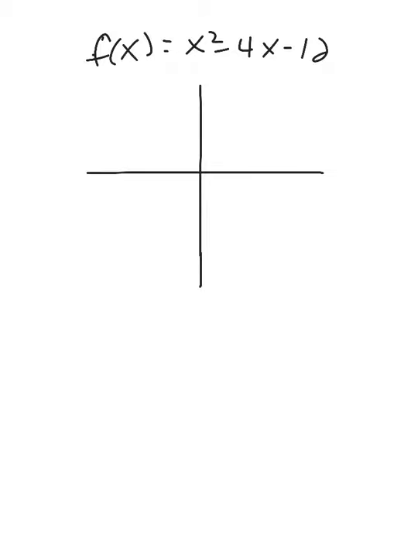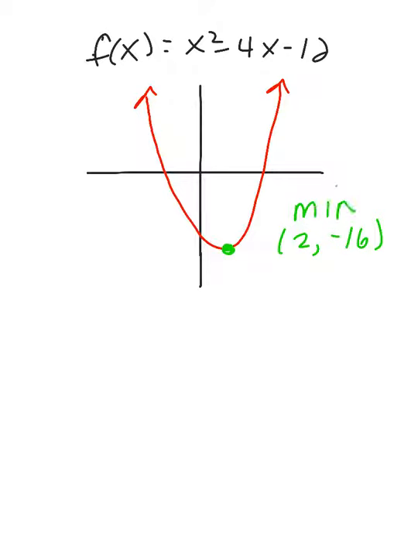All right, so your graph looks something like this. It has one relative min, that's this point here. So you use your calculator, do second calc, min, left bound, right bound. And this point comes out to be (2, negative 16). This is your min, so make sure that is labeled as your minimum.